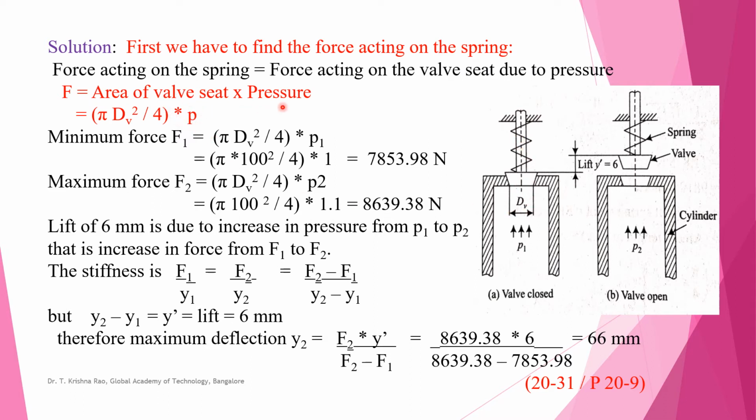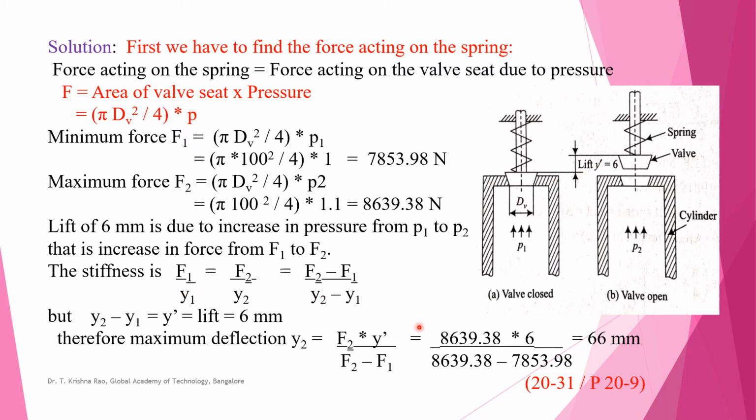So area of the valve seat into pressure is the force here. Area of the valve is pi d square by 4, where d is the diameter of the valve, into the pressure. Since we have two forces here, the minimum force F1 uses P1, and the maximum force F2 uses P2. Then we get the lift of 6 mm when the force has increased from 7,853 to 8,639 newtons. The valve should lift by 6 mm.